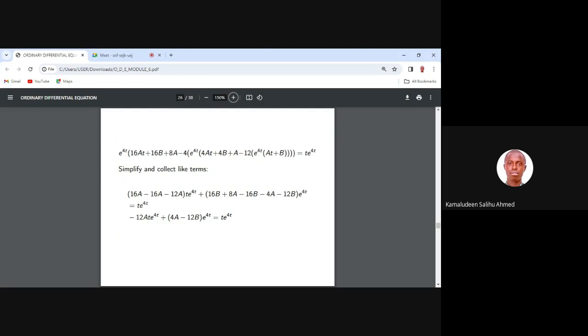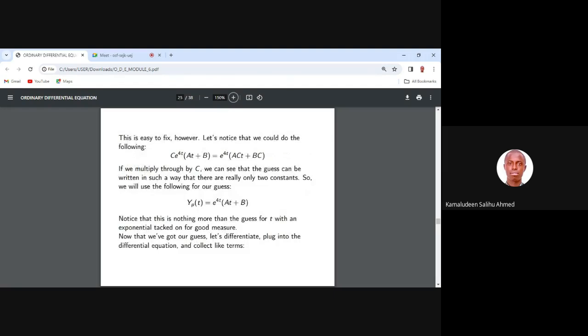So exponential 4t, 16a plus 16b plus 8a minus 4. Don't forget that minus 4 from our equation. Then what we have here, exponential 4t into 4at, that is when you differentiate once, plus 4b plus a minus this 12 again from the constant that you're having. Then exponential 4t, at plus b. Don't forget, this is our y. I mean this is our y.